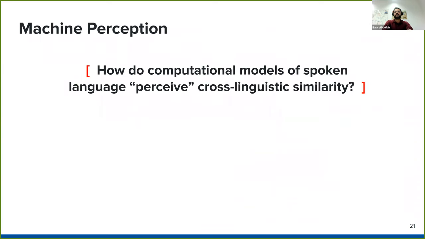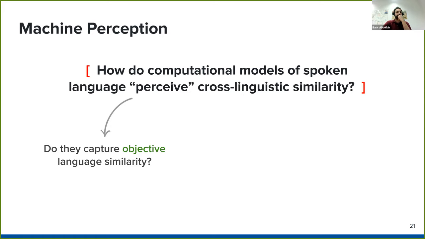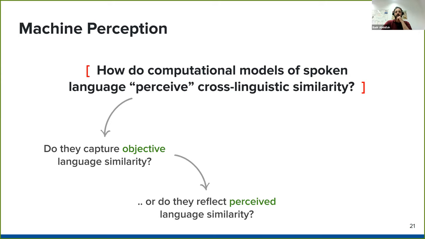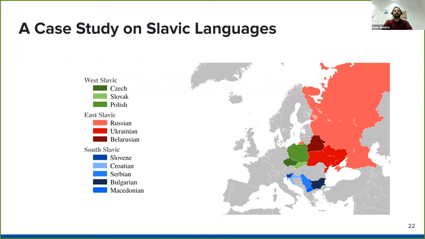So now we ask the question from a machine perception point of view: how do computational models of spoken language perceive cross-linguistic similarity? Do they capture more objective language similarity measures, the kind of measures that a linguist would think of? Or do they reflect perceived language similarity, something like what we have seen with the subjective judgments about languages? And for this, we did a case study on the Slavic languages.